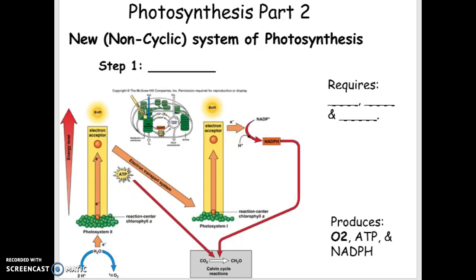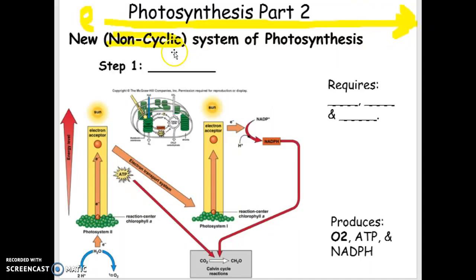That's how the new non-cyclic system of photosynthesis evolves. Okay, it is the original old cyclic system that's been tweaked and upgraded. So the new system is non-cyclic. So this means it does not go in a circle. Non-cyclic is a straight line, like that. All right? So the electrons are going in this straight line. And the key with photosynthesis, follow the electrons.